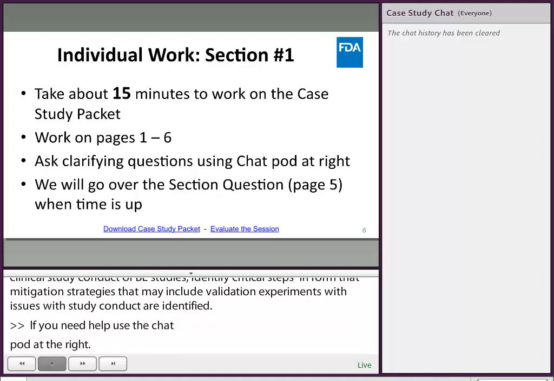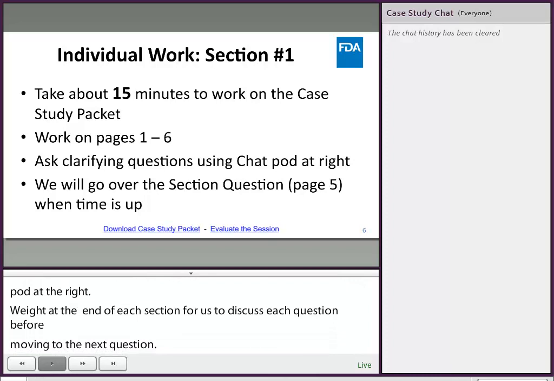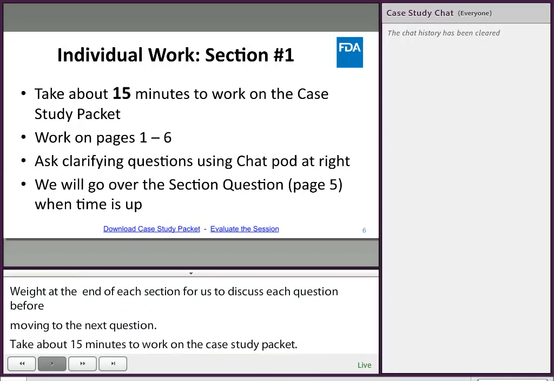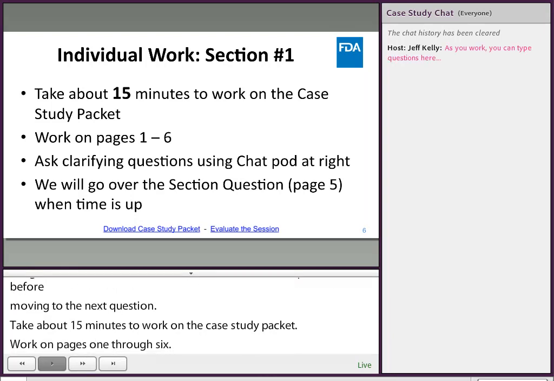So take about 15 minutes to work on the case study packet. Work on pages 1 through 6. Ask clarifying questions using the chat pod at right. We will go over the section questions, which is listed on page 5, when time is up.